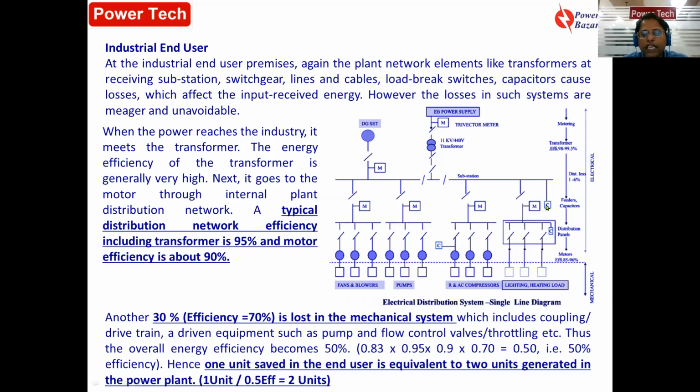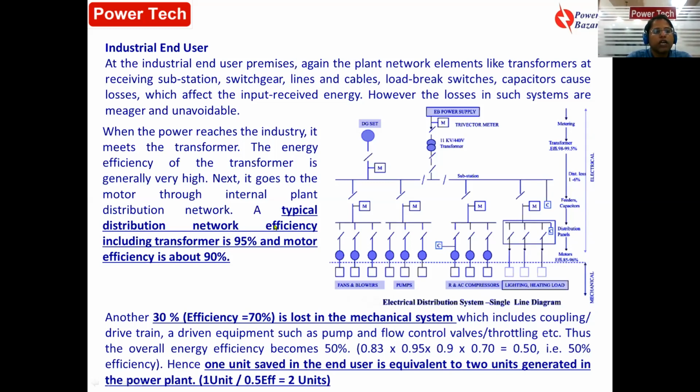So this is your metering, this is your transformer efficiency, this is the distribution loss, and this is the feeder capacitor switch. To improve the power factor, a capacitor is placed. Then these are the distribution lines, and this is the motor efficiency in the range of 85 to 96%. And this is the mechanical load. These are all fan, blower, pump, RAC compressor, lighting. These are all mechanical loads. This is the electrical circuit. This is the mechanical part.